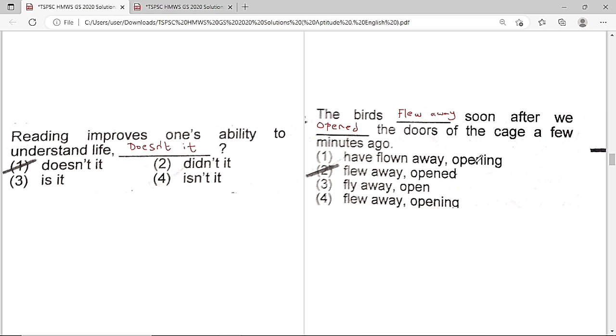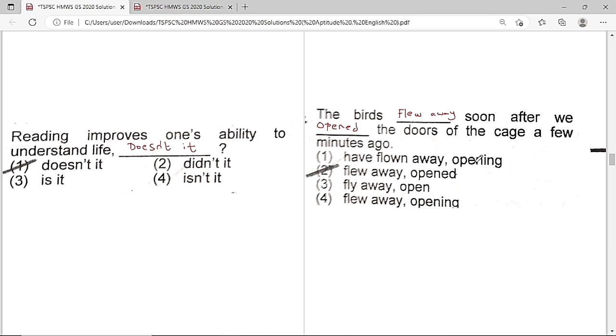The birds flew away soon after we opened the doors of the cage a few minutes ago. So basically it is a past tense. The birds are going to fly away. In the past tense, it means we have opened the door.